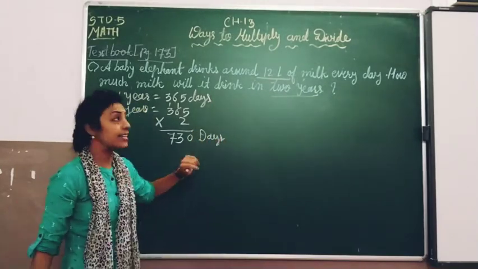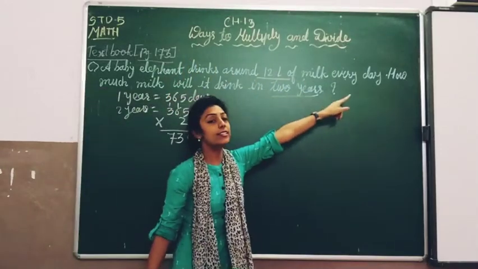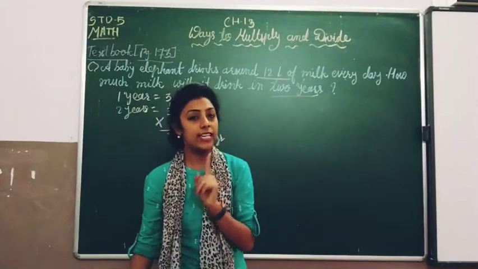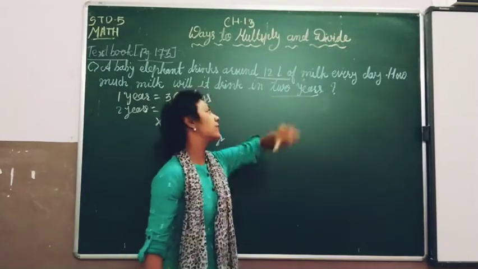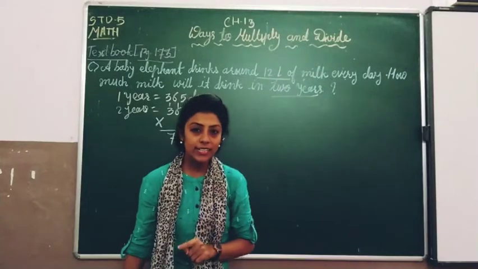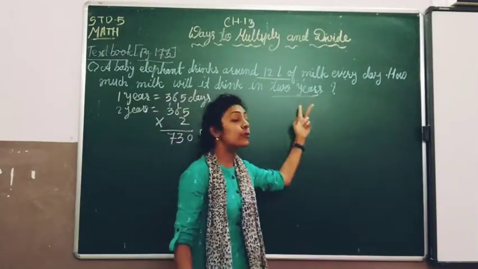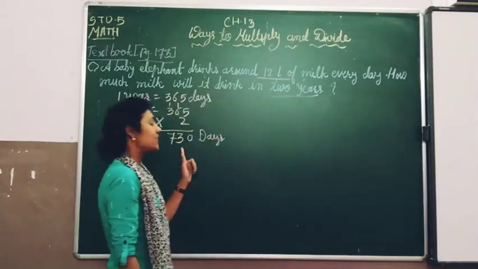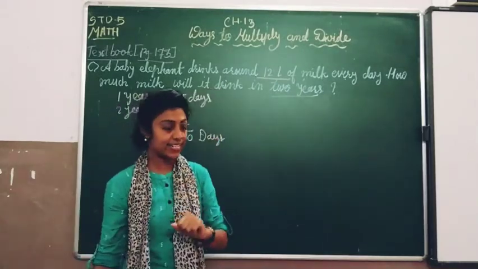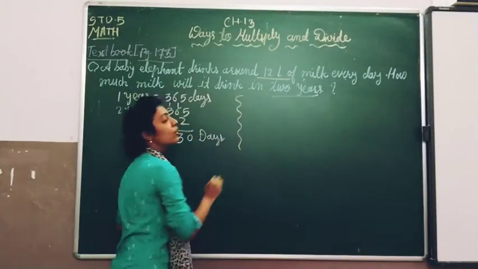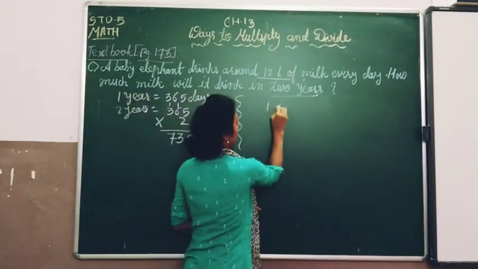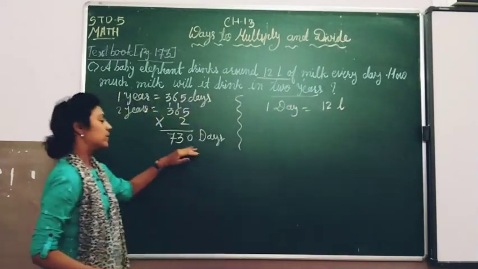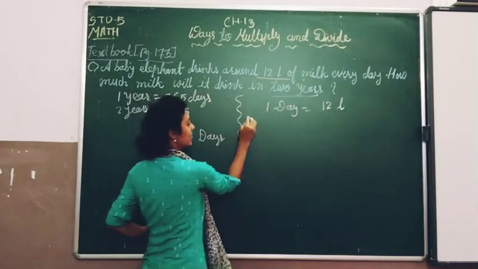Why we converting days? Because here they gave us the days, 12 liters of milk in every day. Means each day, one day, it drinks 12 liters of milk. We have to find for 2 years. So, 2 years has how many days? 2 years has 730 days. Now, making 1 day. 1 day is equal to 12 liters. So, 2 years, 730 days.